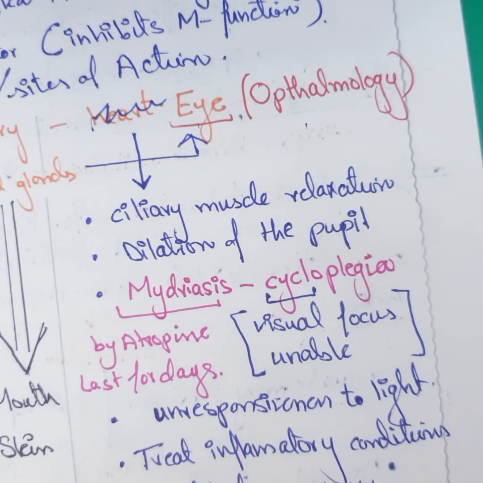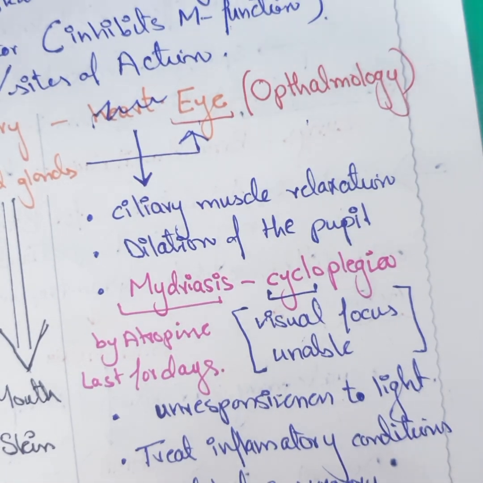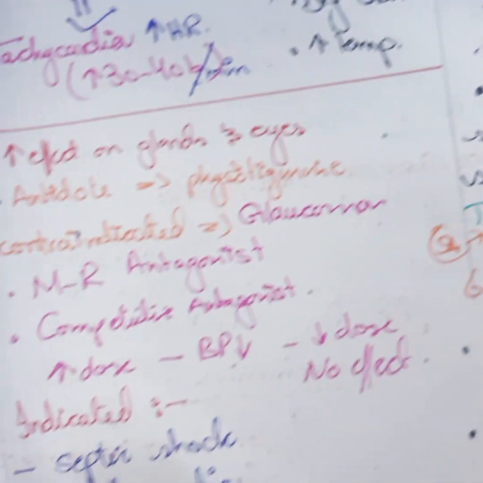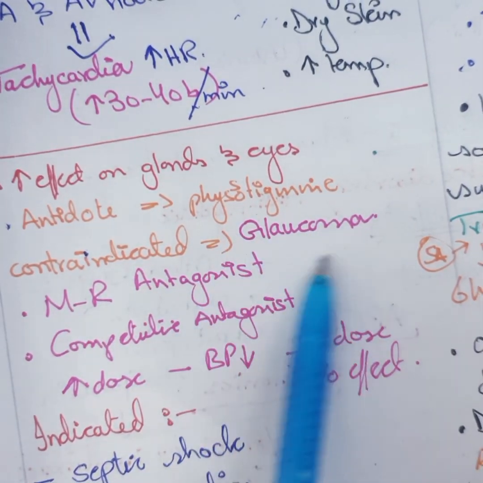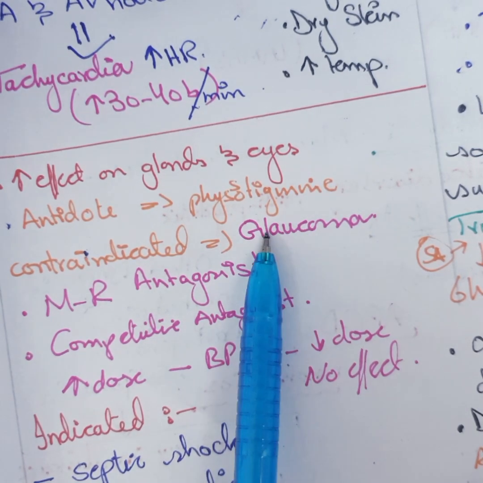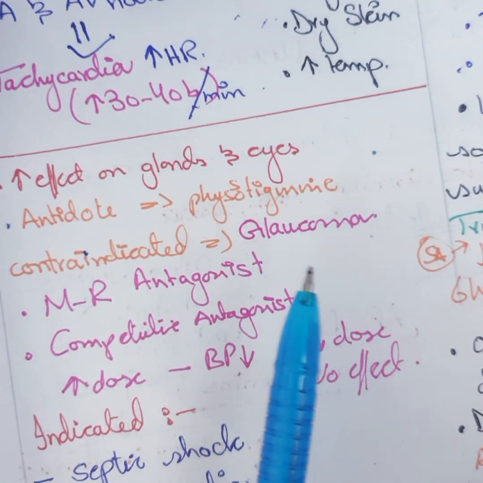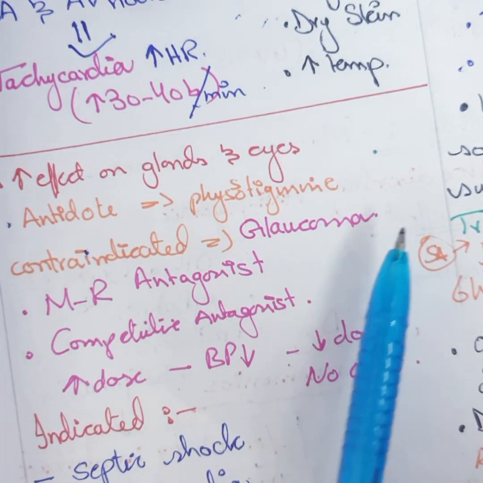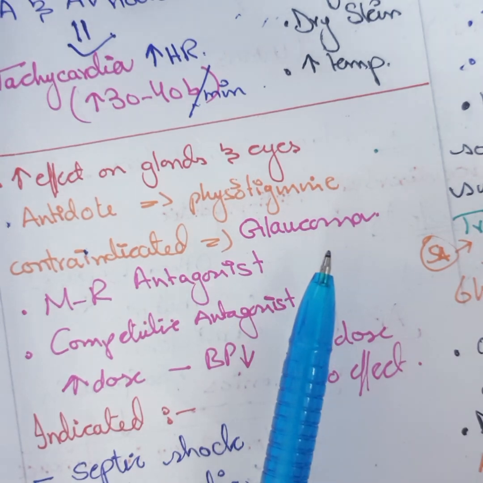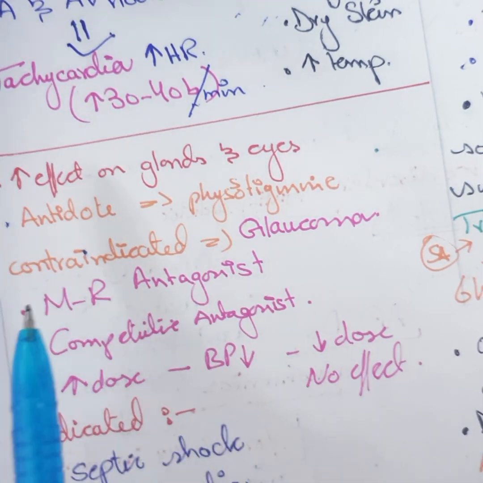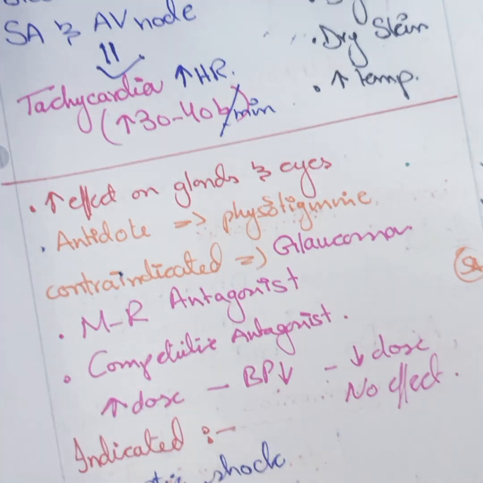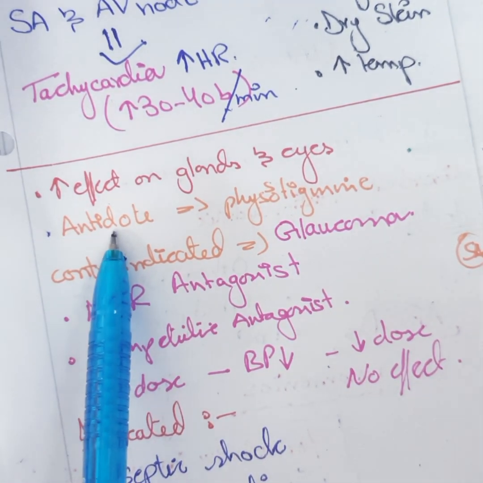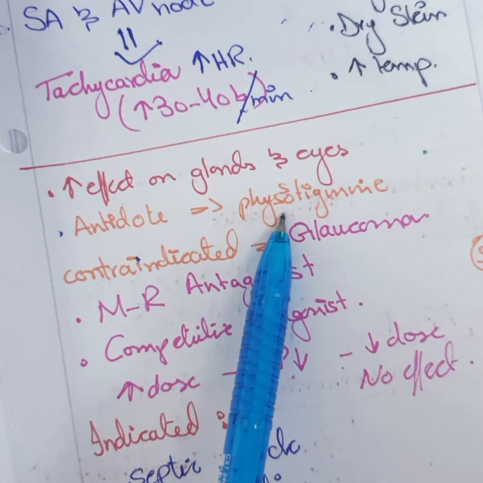In patients with angle closure glaucoma, intraocular pressure may rise dangerously. So this drug is contraindicated in patients suffering from angle closure glaucoma, as it leads to a dangerous rise in intraocular pressure. It has an increased effect on glands and eyes. The antidote that can be used to overcome the effect of atropine is physostigmine.